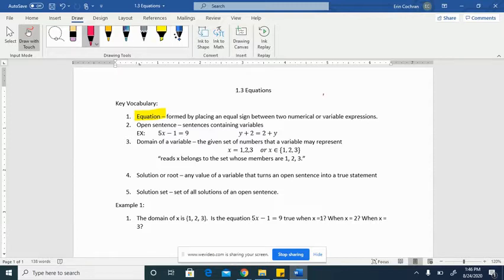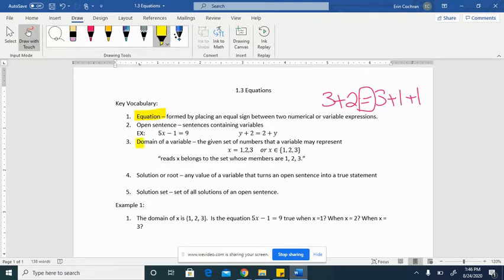An equation is formed by placing an equal sign between two numerical or variable expressions. So that could just be like 3 plus 2 equals 3 plus 1 plus 1. Okay, and that is a numerical expression with an equal sign in the middle, or you can have variables also. The open sentence equation is one that actually does contain those variables.